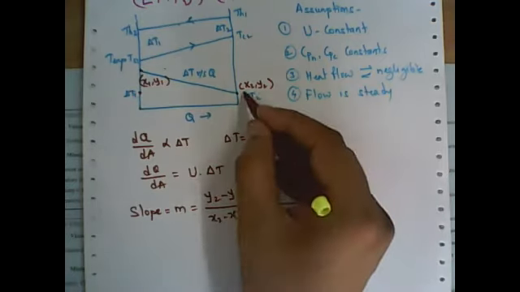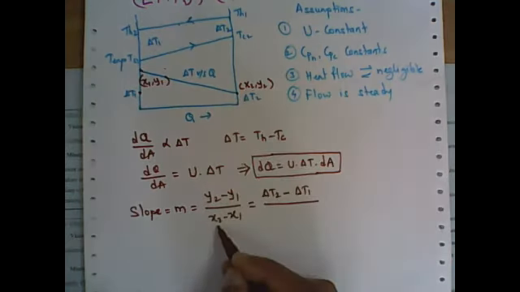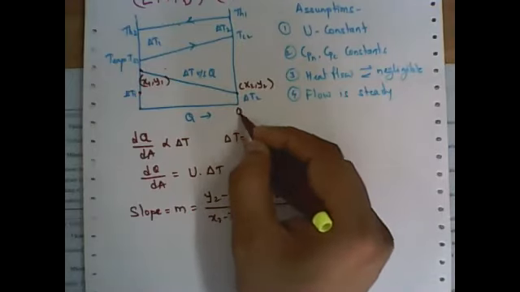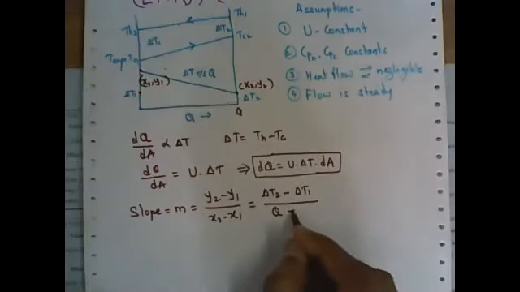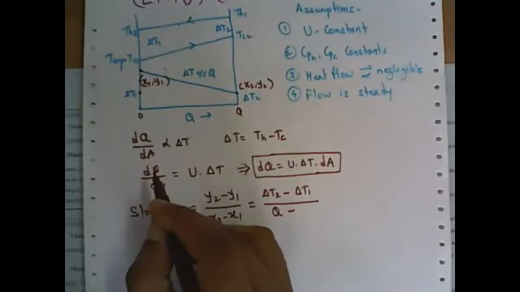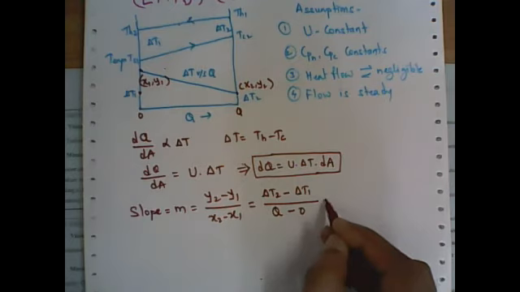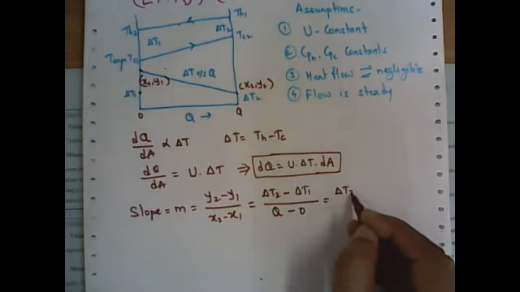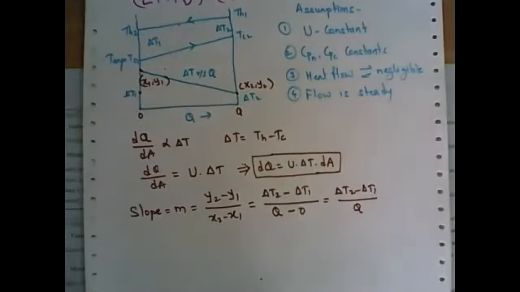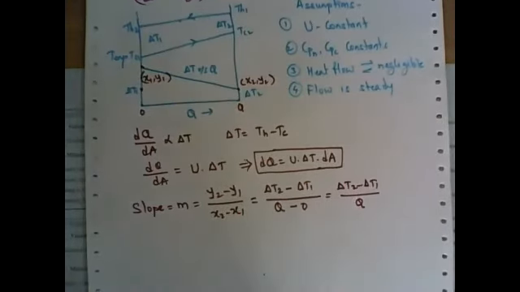Now in a similar manner, this x2 corresponds to the x-axis. So here Q is there, and x1 corresponds to 0 on the x-axis. So Q minus 0. So we can write delta t2 minus delta t1 upon Q. This is the slope of the line delta t versus Q.